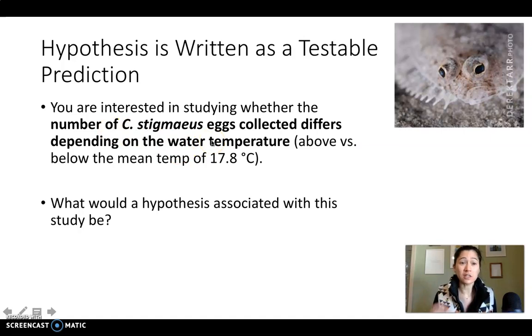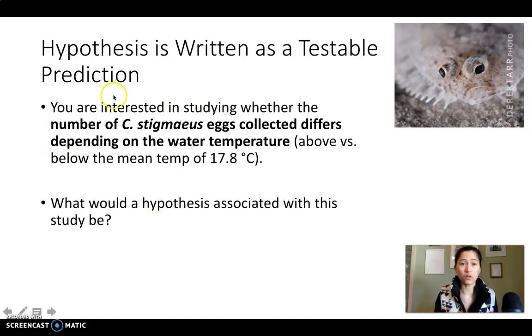So we're interested in studying whether the number of eggs for that particular species that are collected differs depending on the water temperature. And in this case, we're specifying that the water temperature, we're breaking it up either above or below a mean temperature of 17.8 degrees C. So this is a very similar scenario to when we did the ANOVA lab in previous weeks, same situation. So what I want us to think about is what would a hypothesis be for this particular study. So I'll give you some time to think about this on your own.